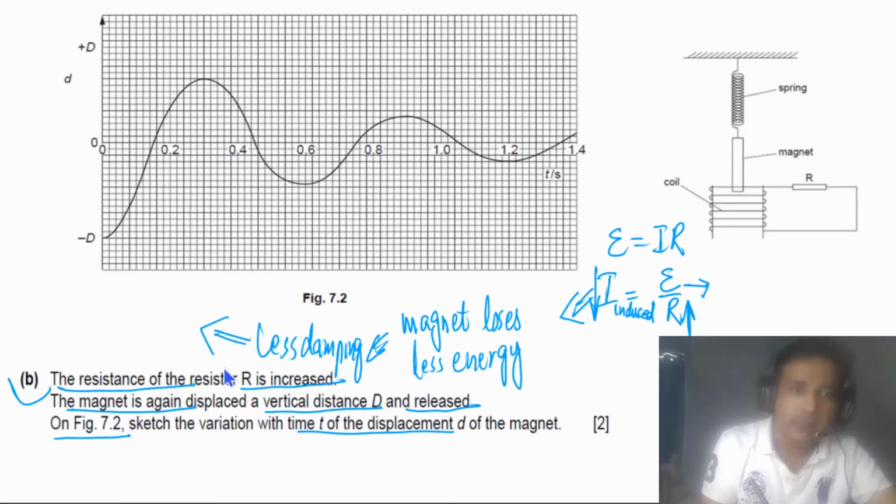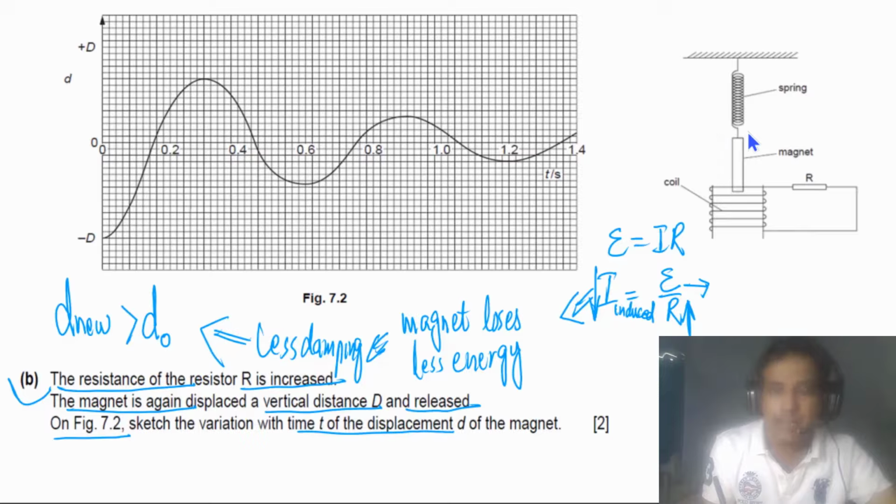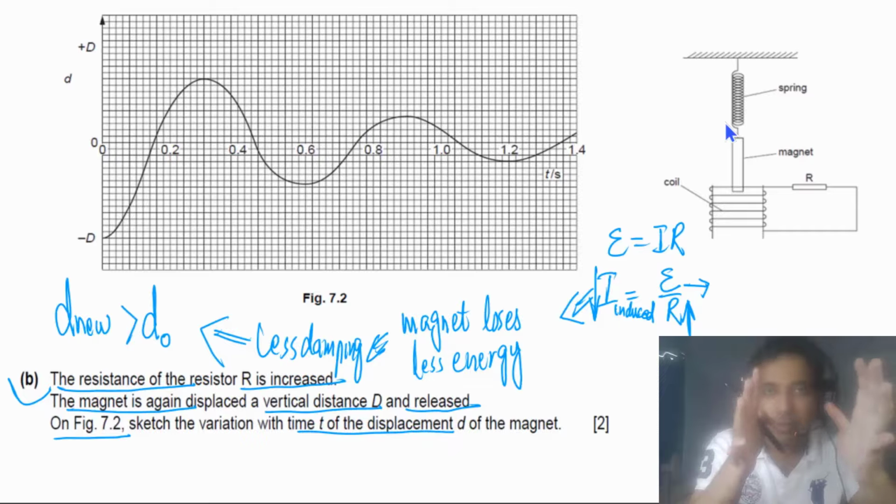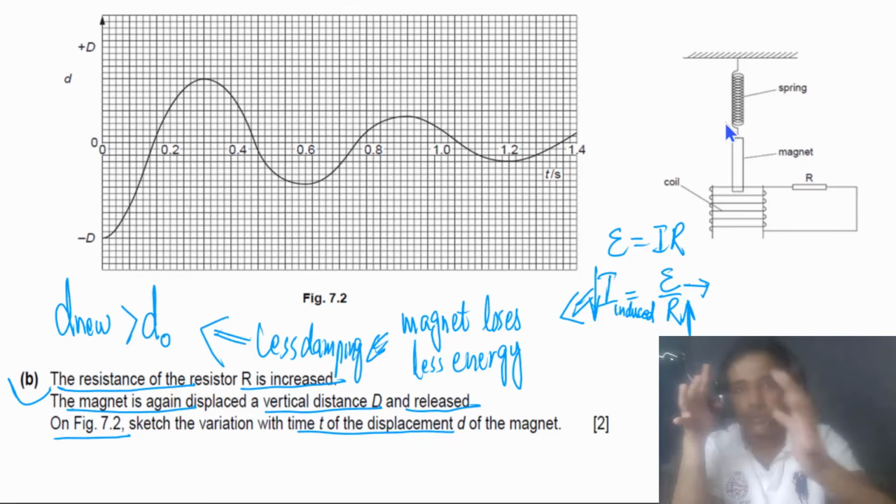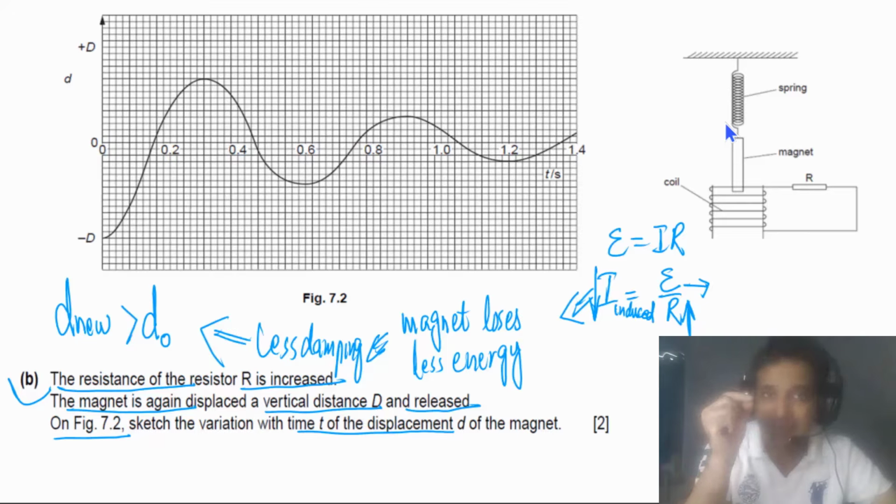If less damping, it means that d new has to be greater than d old, because the amplitude of this magnet, or simply the displacement of the magnet, will decrease less, because less mechanical energy of the magnet has been converted into electrical energy. As the magnet is losing less energy, it means less damping. So the new displacement at any given time has to be greater than the initial displacement, or the previous displacement, as shown in the curve.